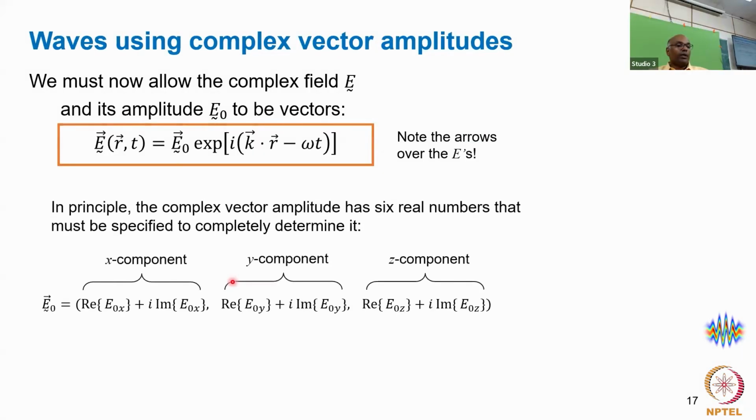Now, we use the complex notation for vector amplitudes of this vectorial wave, where E of r,t is E naught exp(i(k dot r minus omega t)), right? So we now have the same plane wave solution, but now the tildes represent the fact that we have used a complex notation.